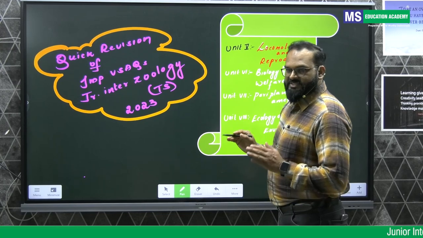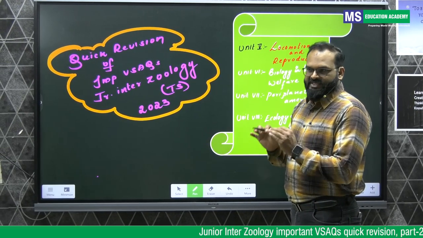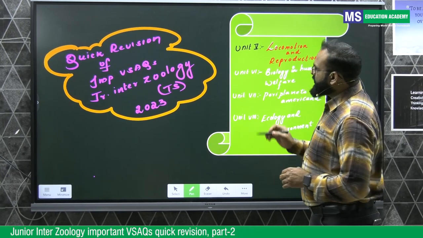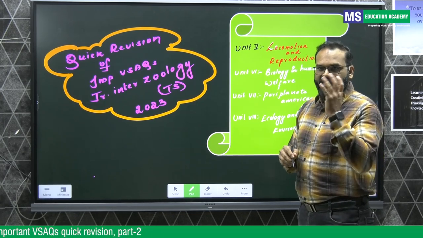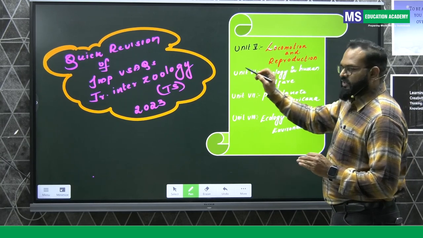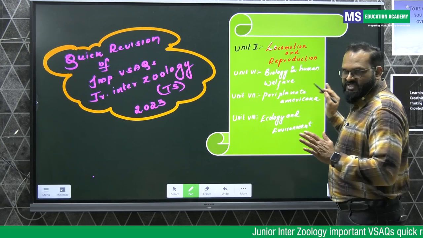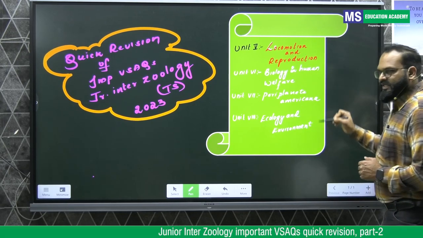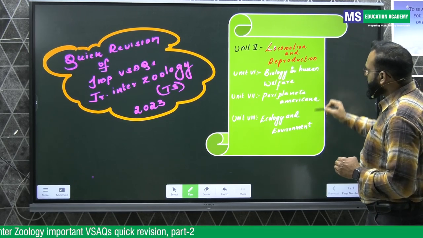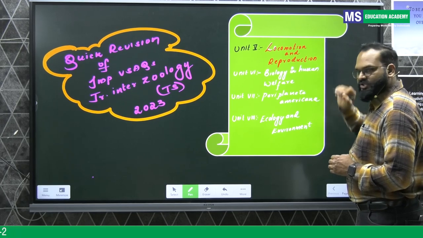Hello students, let us continue quick revision of VSAQs, Junior Intermediate Zoology. In the previous session, I have done the quick revision of the first four chapters of Junior Inter Zoology. Now, let me continue that, and in today's class, we will complete the revision of important VSAQs in these four topics. Unit 5, Locomotion and Reproduction.